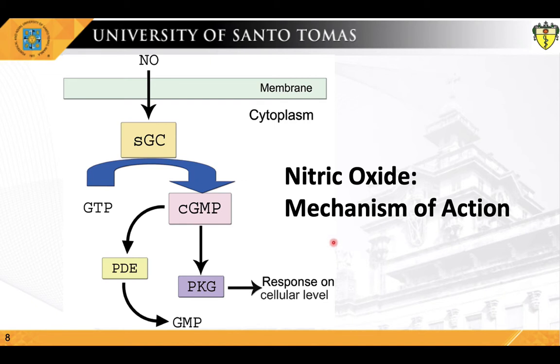Let us now discuss the mechanism of action of nitric oxide. To start off, it is worthwhile to remember that the physiologic effects of nitric oxide are mediated through the activation of soluble guanylate cyclase to produce cyclic GMP from guanosine triphosphate, or GTP.